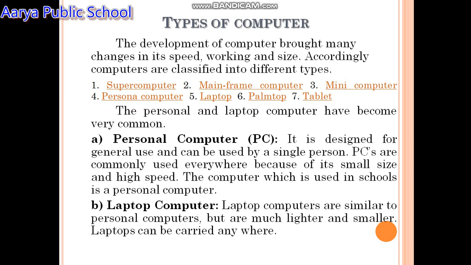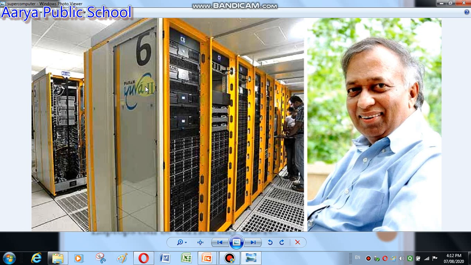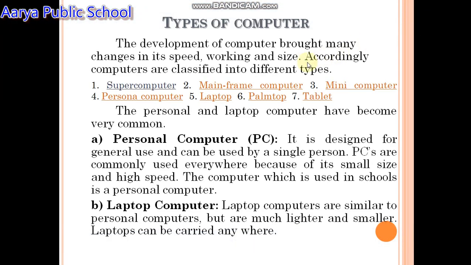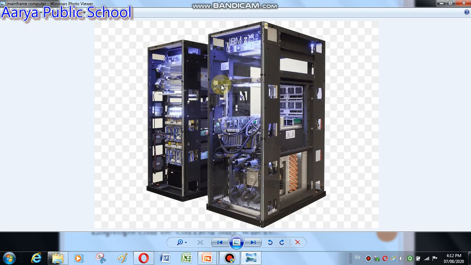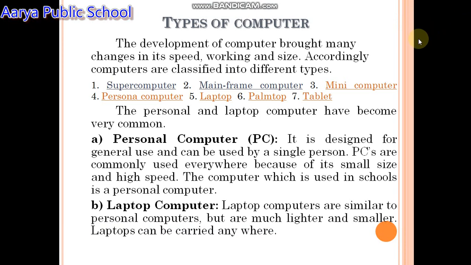In our computer system there are some types of computer. Supercomputer is a very high speed computer. I will show the image of a supercomputer. This is the Param 8000, our Indian supercomputer. This computer was built by Dr. Vijay Bhatkar. Then mainframe computer, the second largest computer.